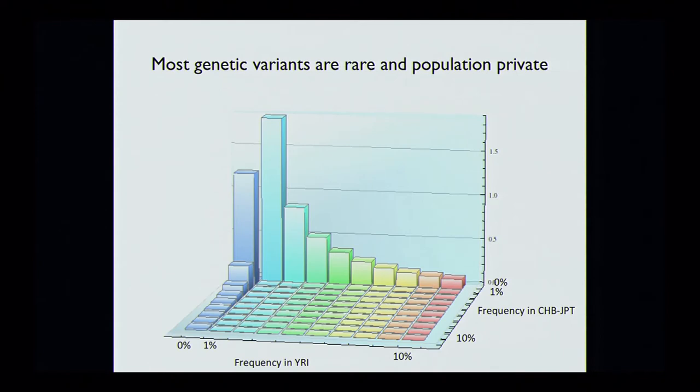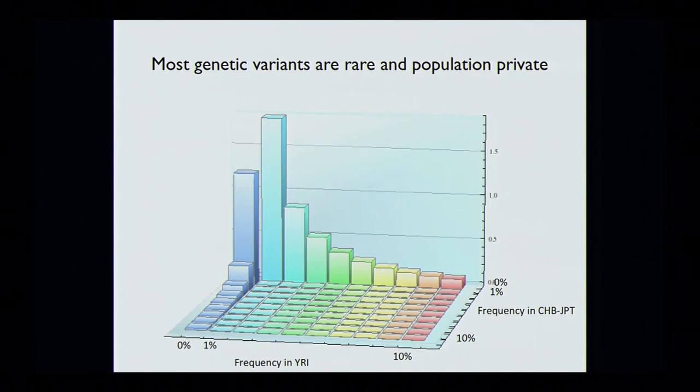So on this axis, we have the frequency of genetic variants in the Yoruba from Ibadan, Nigeria. On this axis, we have the frequency of genetic variants in the Chinese and Japanese sample. And all we've done is cross-tabulate and ask, when we find a genetic variant, what box does it fall into? The summary of this slide is that the vast majority of genetic variants, that is, individual genetic changes in the human genome, are exceedingly rare, and you actually predict this from population genetic theory. So most genetic variation is actually not common.